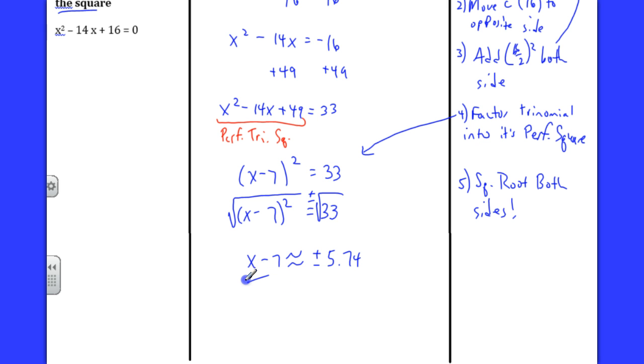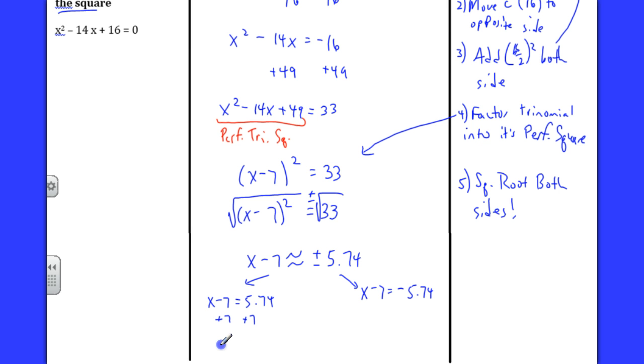So what we have to do now is we have to divide this into 2 parts. x minus 7 could equal 5.74, and x minus 7 could equal negative 5.74. And you're going to have to solve both of them, because remember, when we find solutions, do you remember what we're finding? We're finding those values where they intercept the x-axis. There could be 2 of them. In this case, there are 2.